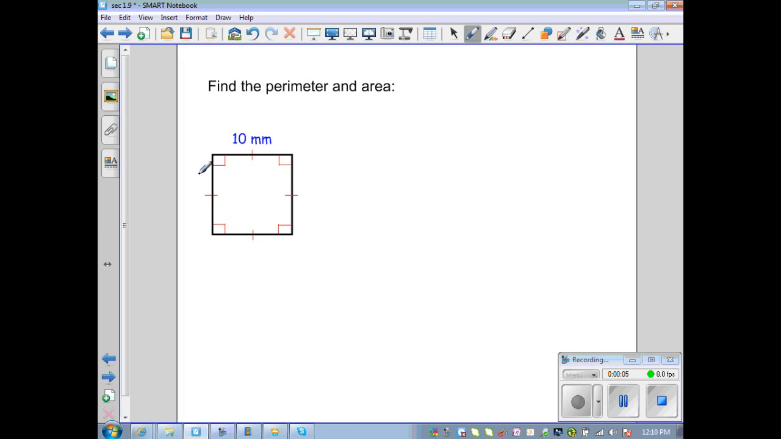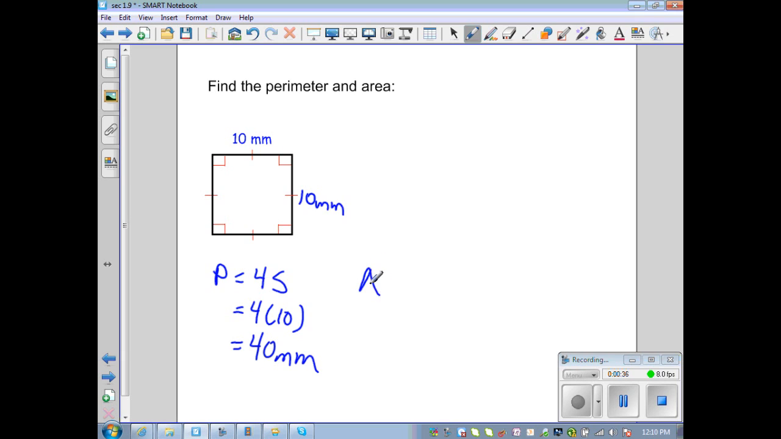Using this figure, they would like us to find the perimeter and area. Here, each side has a tick mark illustrated. Therefore, I know that all 4 sides are congruent. They are 10 millimeters. So to find the perimeter, I can use the formula for a square, which is 4 times s, s being the congruent sides. Here, 4 times 10, simplifying, 40 millimeters. I also could find the sum of each side and get the same result.